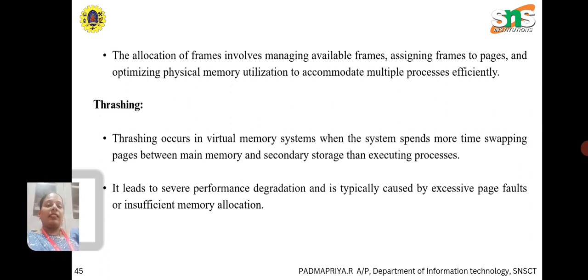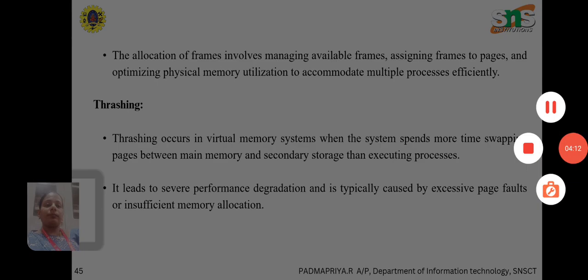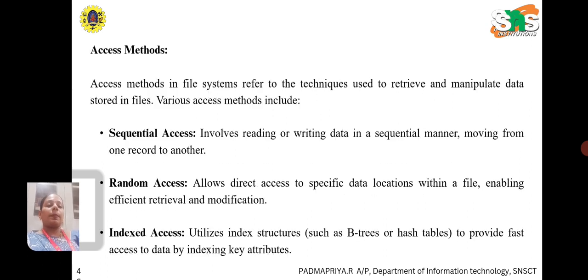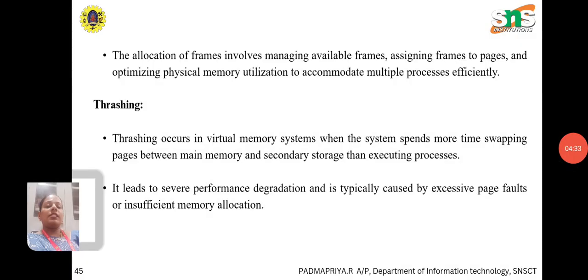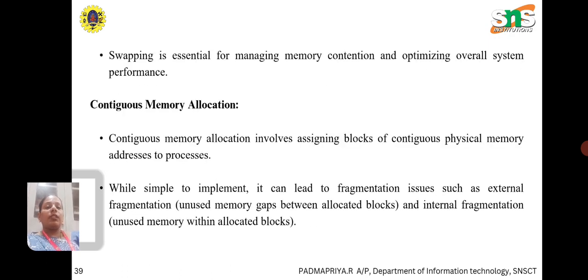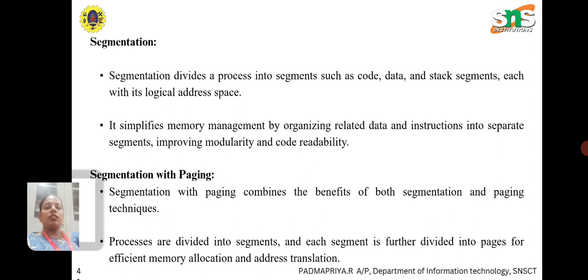efficiently. Thrashing. Thrashing occurs in virtual memory systems when the system spends more time swapping pages between main memory and secondary storage than executing processes. It leads to severe performance degradation and is typically caused by excessive page faults or insufficient memory allocation. This is thrashing.